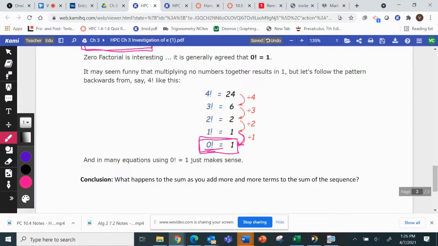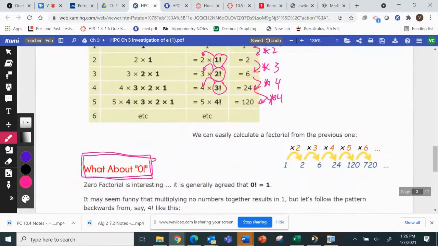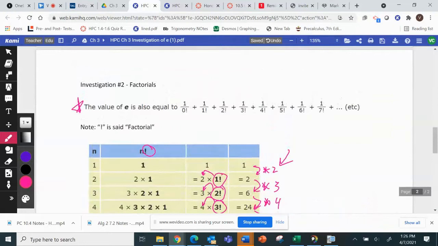I don't know. Okay, so now let's find the value of e a different way. The value of e is equal to this series. A series is when you add together the terms of a sequence, when you add together all those elements in a sequence. And this sequence is 1 over n factorial. The series is when I add up all of the terms. So we're going to add up all of these terms.